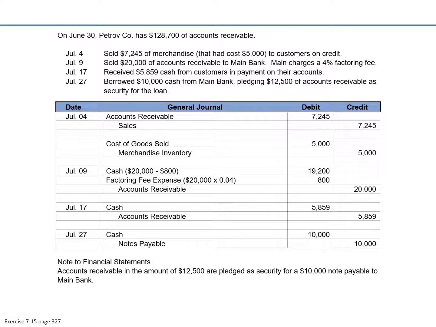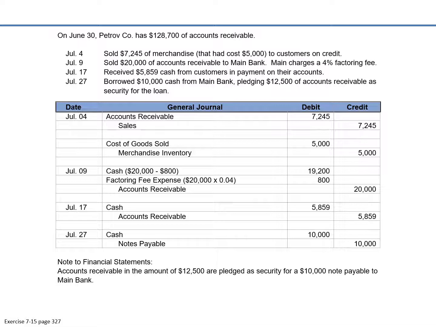All right, so what they're trying to illustrate here is that if we ever pledge accounts receivable, they still sit on our books. They're just security for a loan, no different really than how a building or a home would be security for a mortgage, right? If you don't pay the mortgage, they come take your home. You don't pay your car loan, they come take your car.